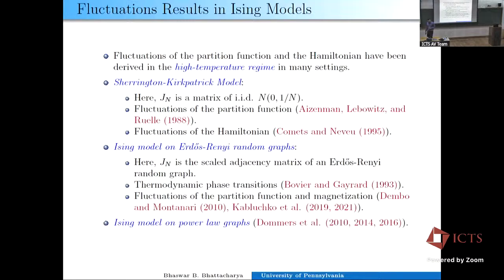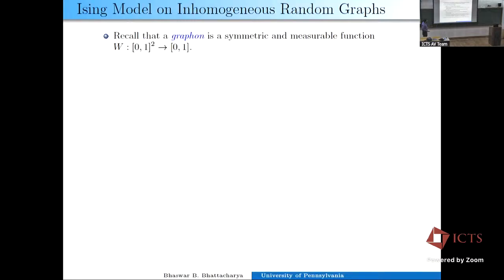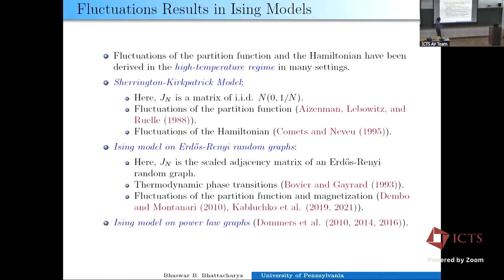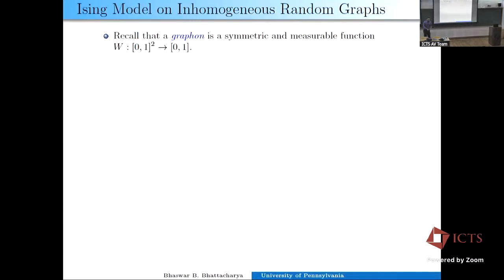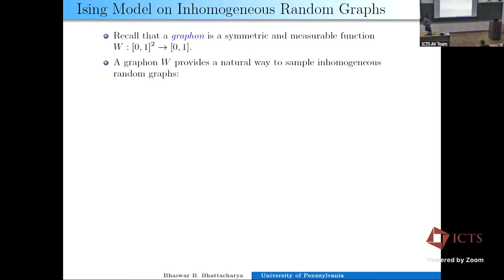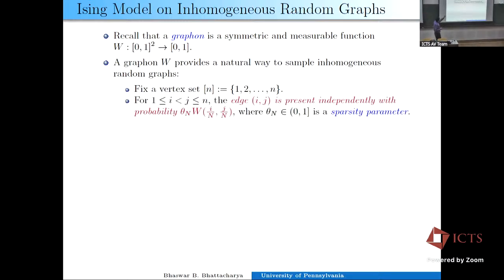Right? So what we are interested in here is to try to carry out this program with the Ising model, instead of having an Erdős–Rényi graph, having an inhomogeneous random graph, a graph coming from a graphon model, where every edge is not present with probability p, but with some probability that is inhomogeneous. So you fix W, which is a function, and you put an edge between two pairs i and j with probability theta n times W(i/n, j/n). Okay?